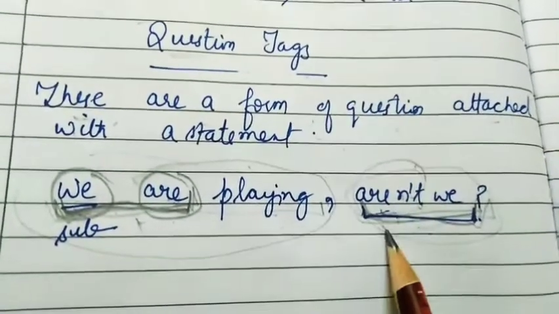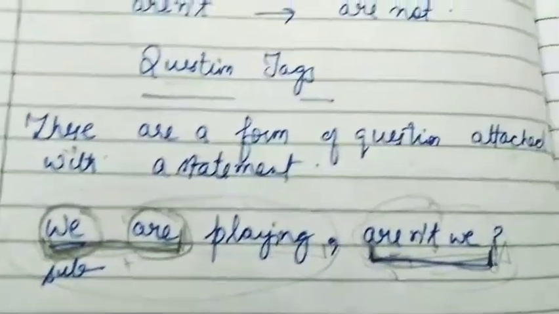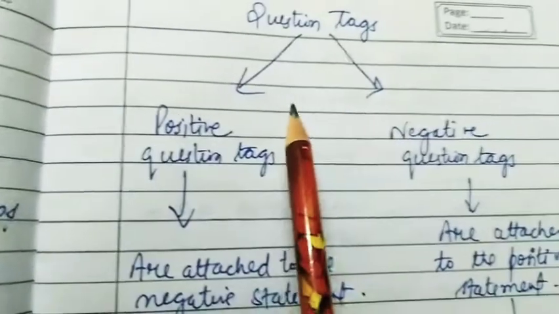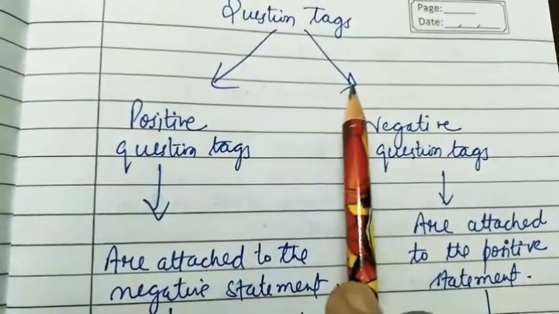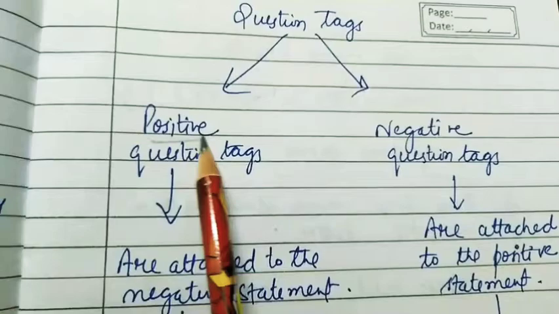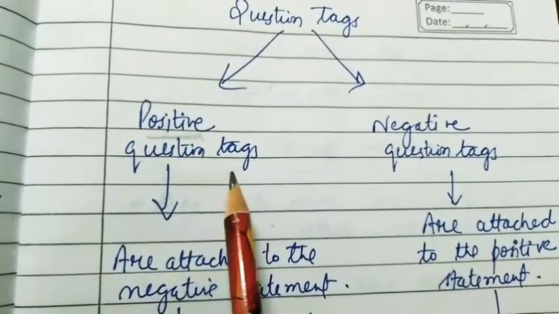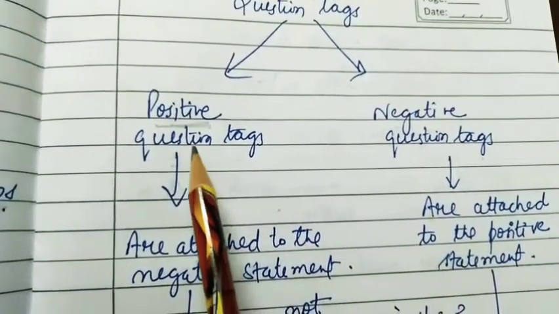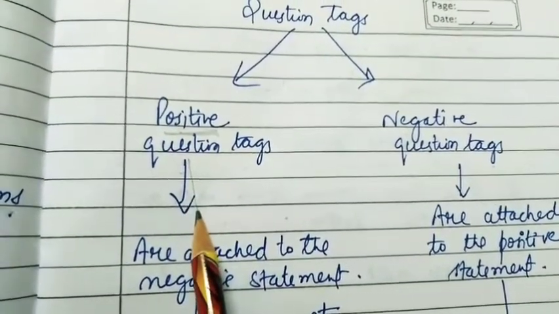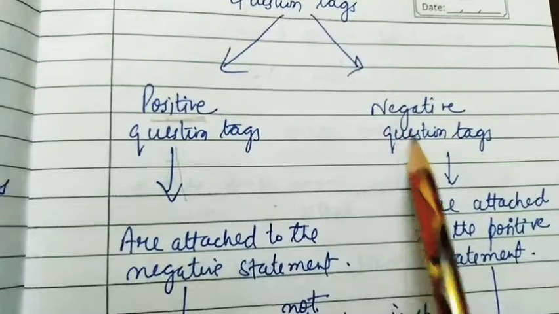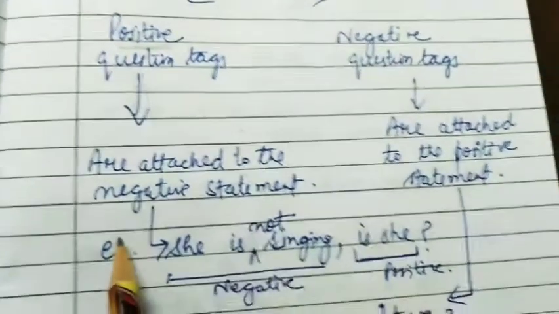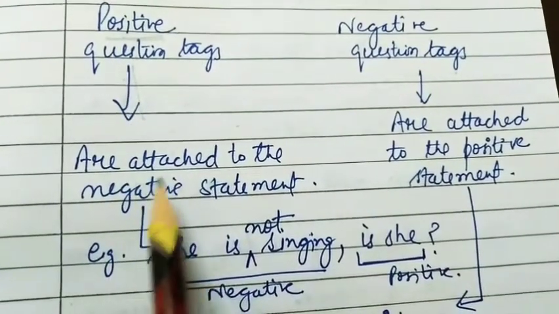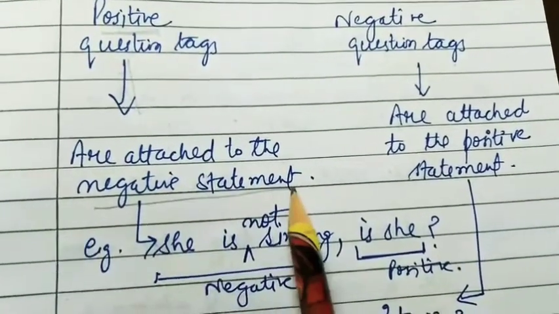Okay, clear? Now the next part is about the types of the question tags. How many types of the question tags are there? We have basically two types only, positive question tags and negative question tags, right? Now where do we use positive question tag and where do we use negative question tag? Let's see. Here we have these positive question tags attached to the negative statement.